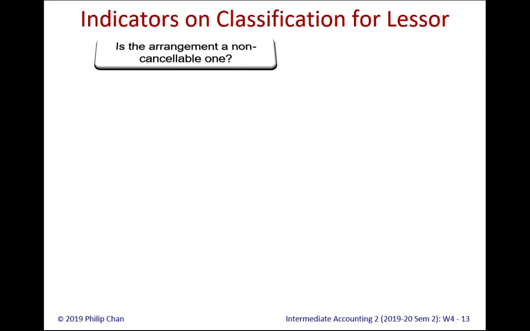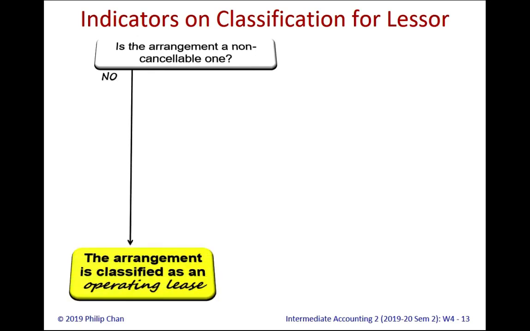Okay, so let's start with the first indicator. Can you find out in your lease contract that the lease is a non-cancelable lease? If the answer is yes, then of course you have to consider further. However, if the answer is no, then it would be an operating lease. Very simple. If it is not a non-cancelable lease, then it would be considered as an operating lease, as simple as that.